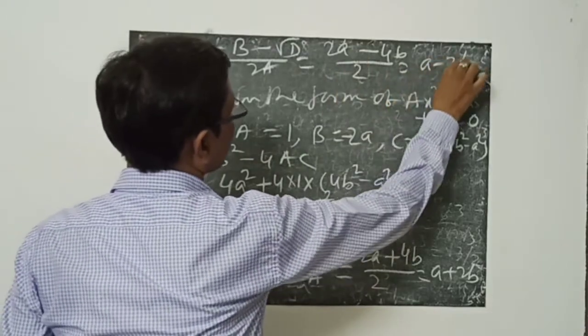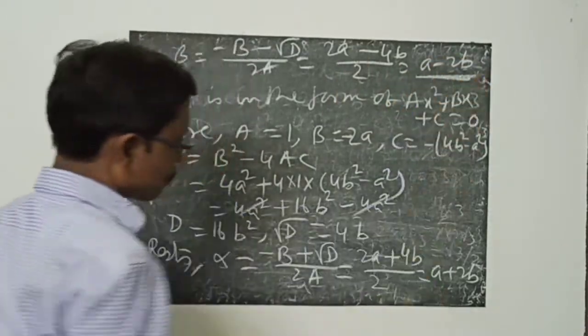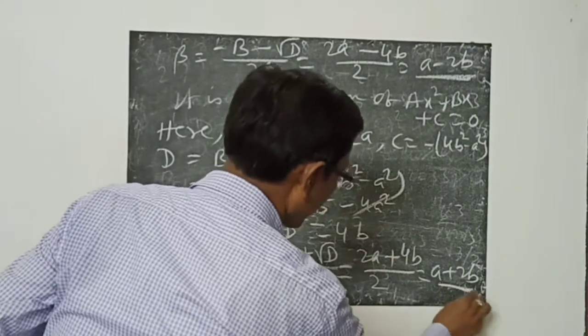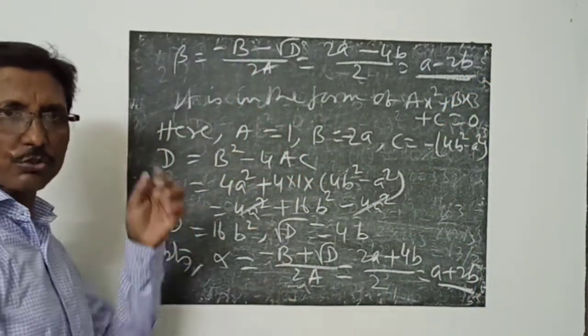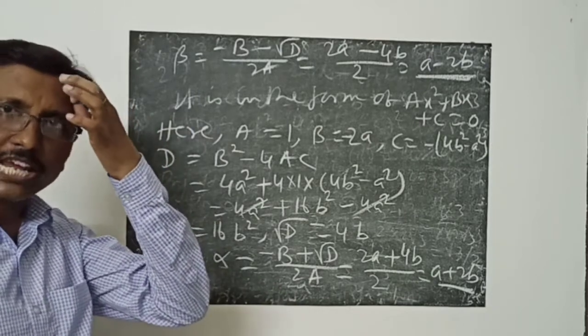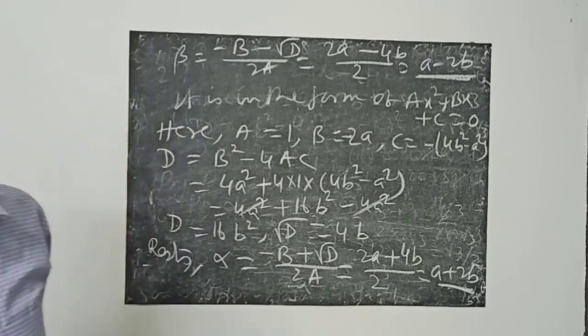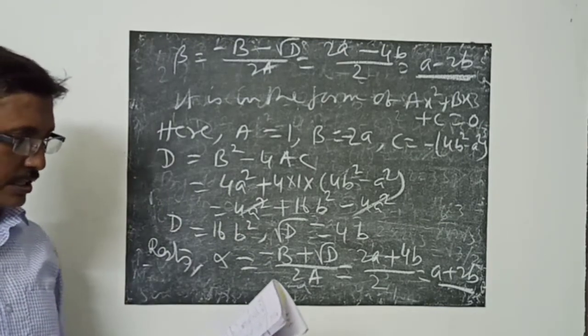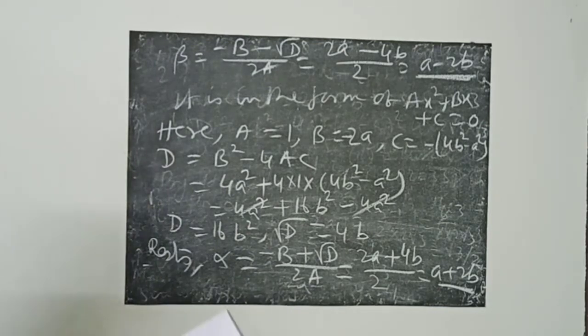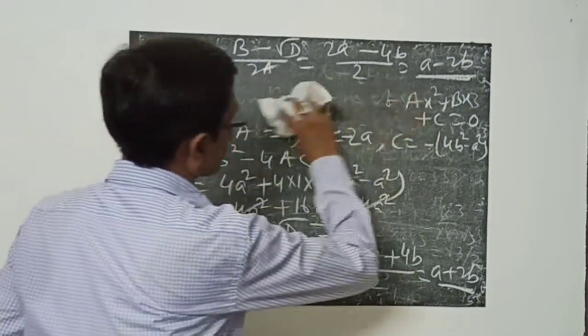So it will be a minus 2. So one root is a plus 2b, another root is a minus 2b. In this way, all these questions you are having are related to a and b. And the last question of this exercise, that's what we would like to conclude with, question number 36. That's also related to a and b, like this one.